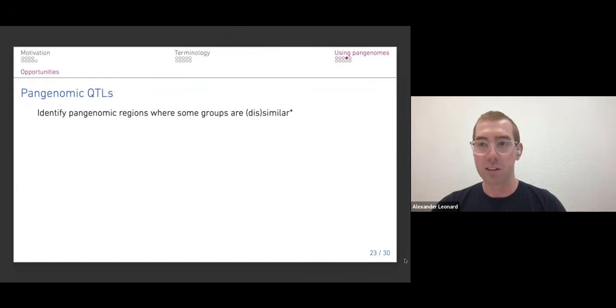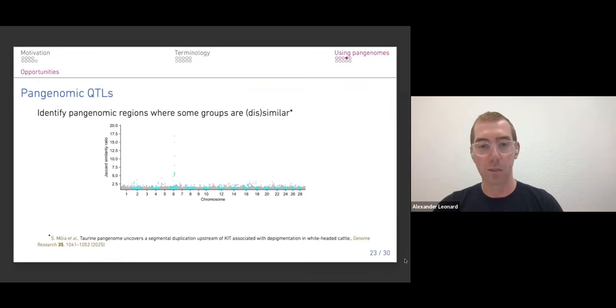And of course, we can always talk about something like QTLs, so looking for interesting variation that might be related to a trait or molecular phenotype. And we can do this basically just looking through the pangenome to find regions where certain sets of assemblies or certain sets of samples look similar or dissimilar. So we did this in a paper looking for the white-headed phenotype in cattle. Again, basically just scanning across the pangenome to see where the samples that we knew had white heads looked like each other and did not look like the samples that had color heads. And we can see this nice spike on chromosome 6, which happens to be very close to a gene that has been widely proposed as being related to this phenotype.